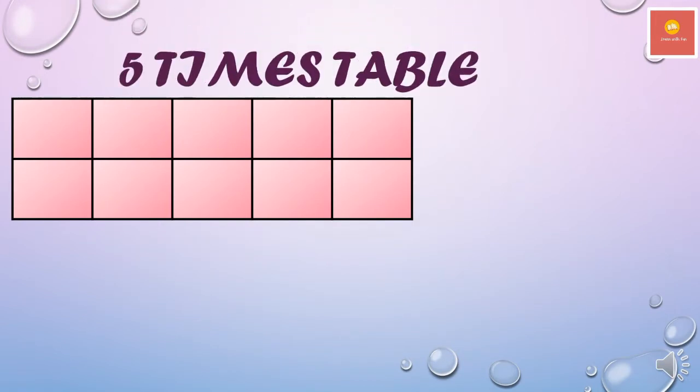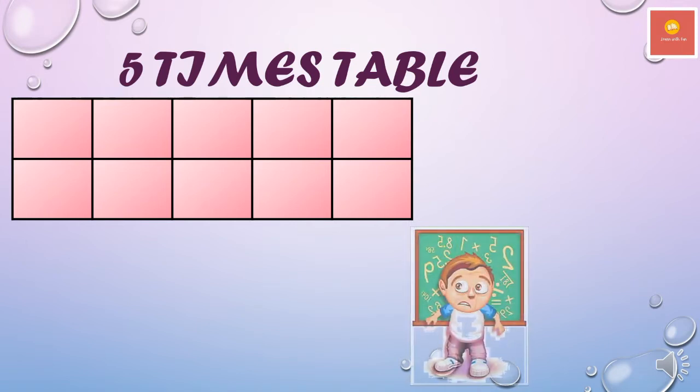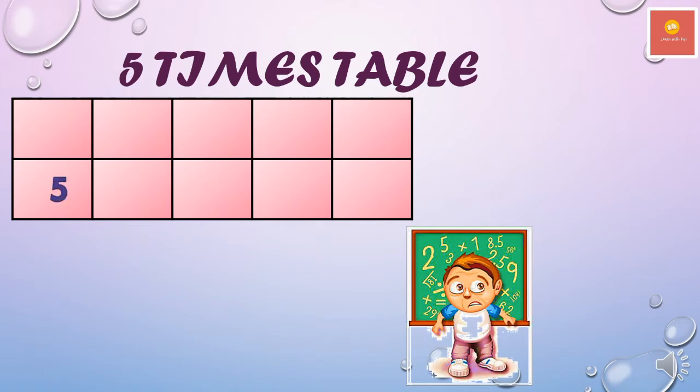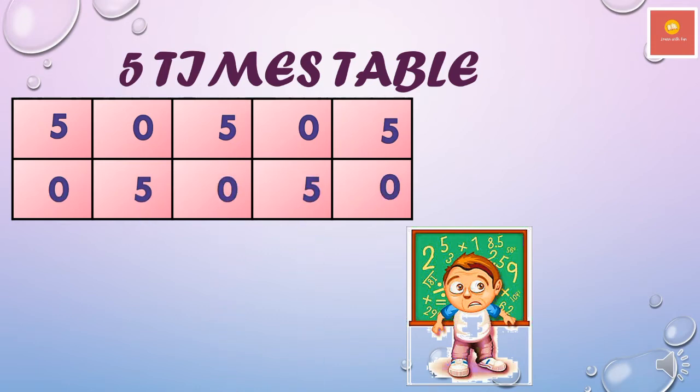Let's start with the 5 times table. In our previous video, we did the 2, 3 and 4 times tables. Now let's learn the 5 times table. For this, you have to draw a table with 5 columns and 2 rows. Then you are going to add 5 0 5 0 5 0 5 0 5 0. This will be the sequence of your first digit.